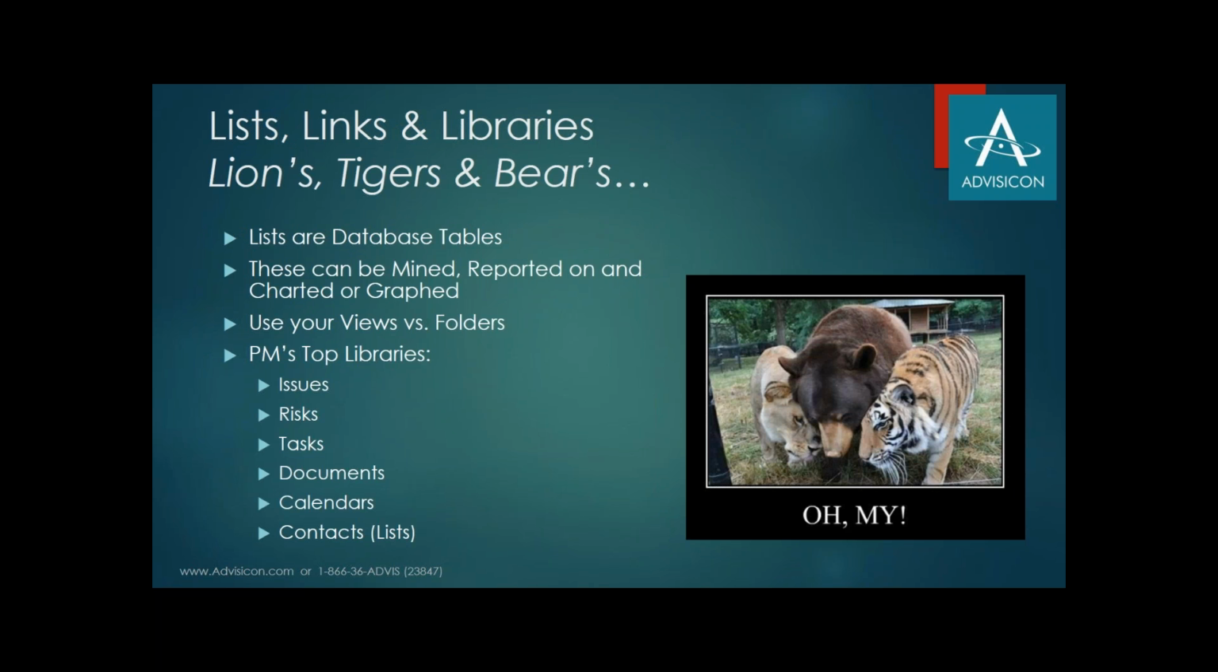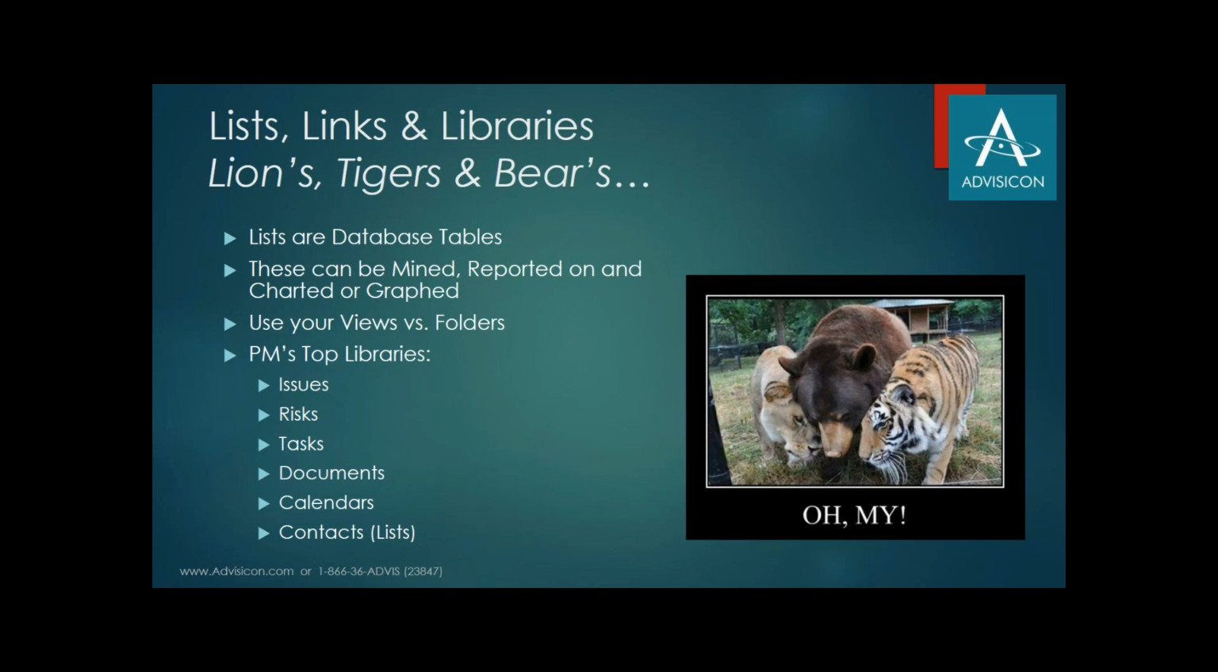In fact, that's really kind of the phraseology that we work with, is that you have these key elements that are important to work with. These lists, links, or libraries really serve as basically what we refer to as database tables. You can actually mine them, you can sort them, you can filter them, not just search for information, but you can actually create charts and graphs that look to a document library, or look to an issues or risks or a task library, and summarizes that.